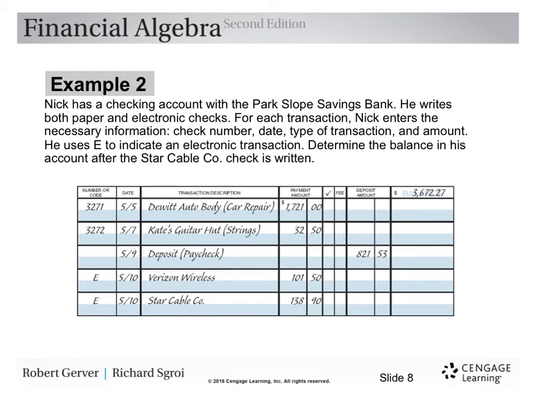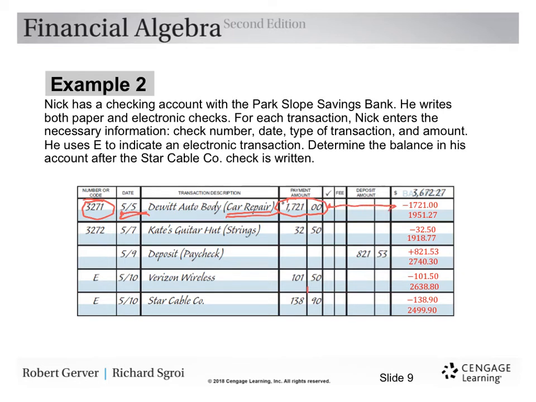Okay, so this is a check register right here. So let's see what we're going to do with this. All right, so notice the different columns here. This first column is the number or code, then date, transaction, payment, deposit, and then we do the calculation here. So his first check, the check number is 3271. He wrote it on the 5th of May to DeWitt Auto Body, and he puts a little note here. This was for a car repair. The amount, $1,721. So he puts that in the payment column.